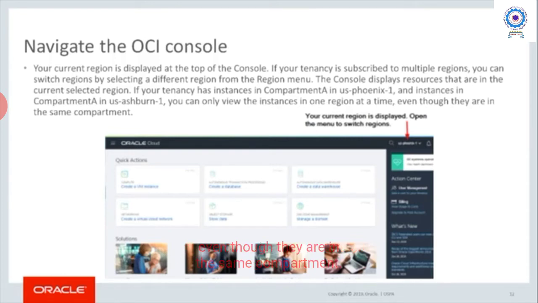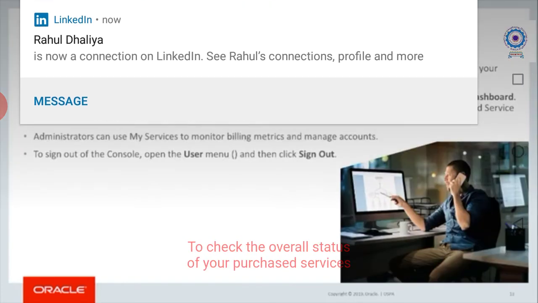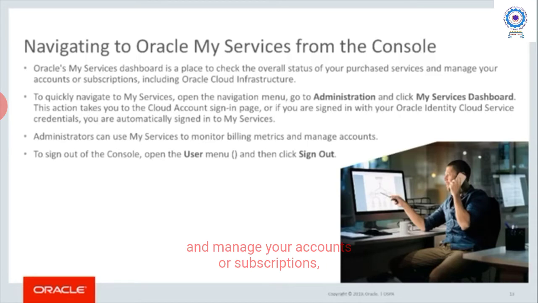To check the overall status of your purchased services and manage your accounts or subscriptions, you can use Oracle's My Services dashboard. To quickly navigate to My Services, open the navigation menu, go to Administration, and click My Services dashboard. This action takes you to the Cloud Account Sign-In page, or if you are signed in with your Oracle Identity Cloud Service credentials, you're automatically signed in to My Services.